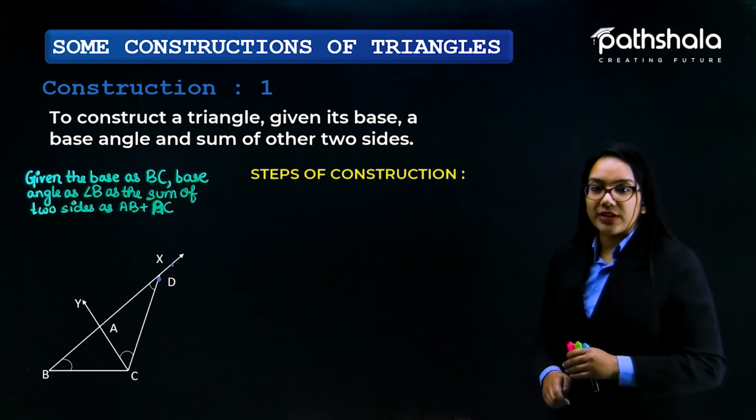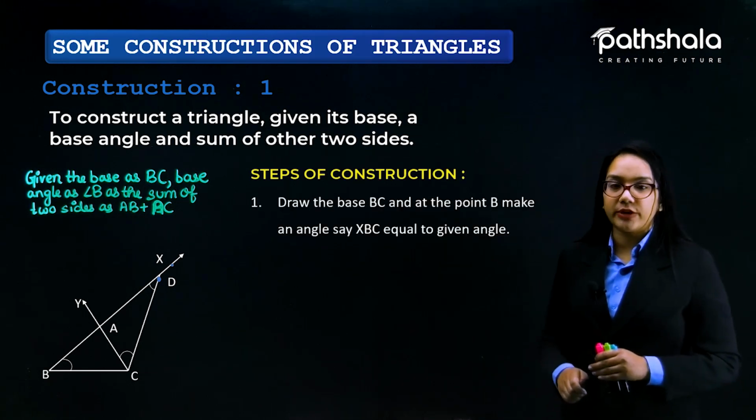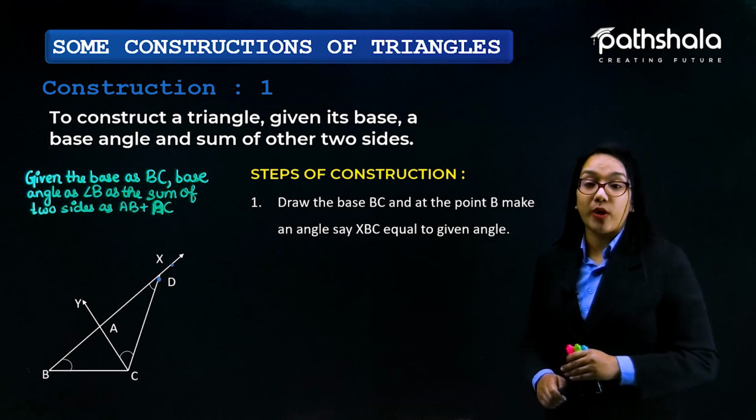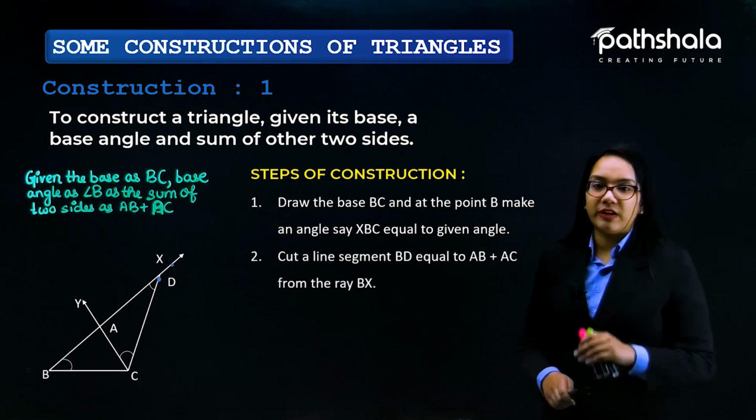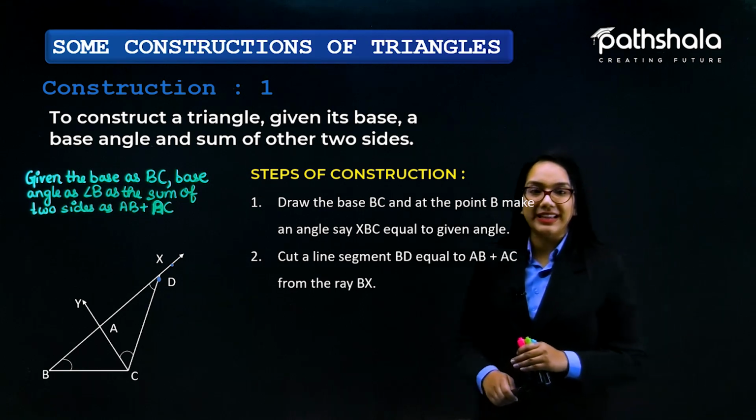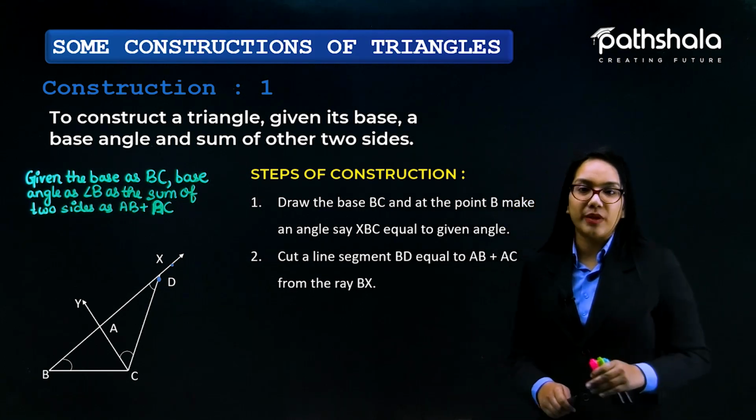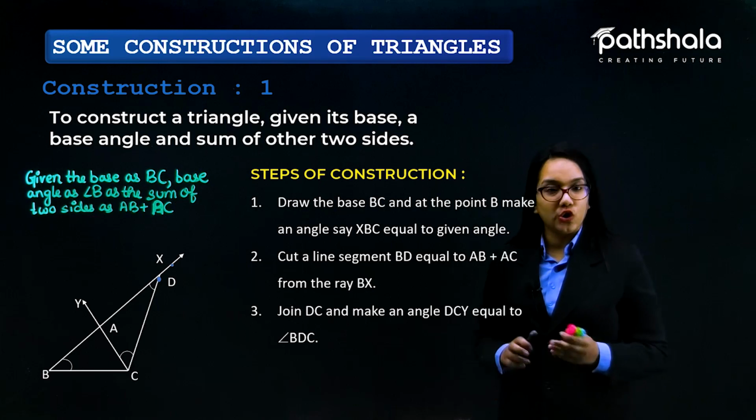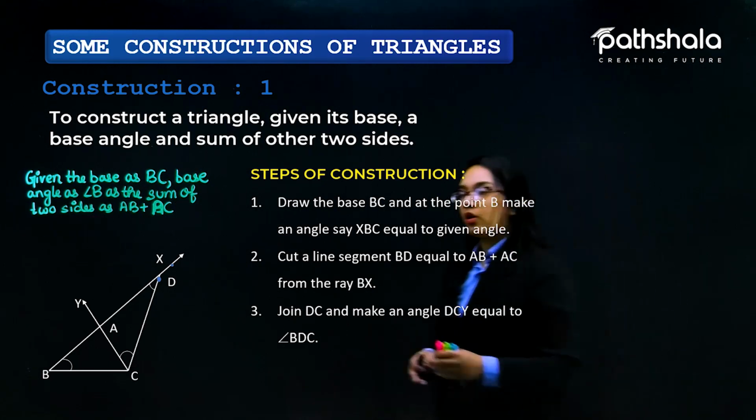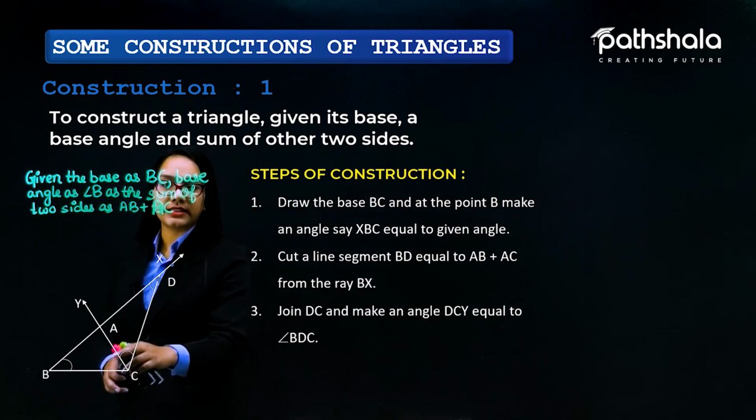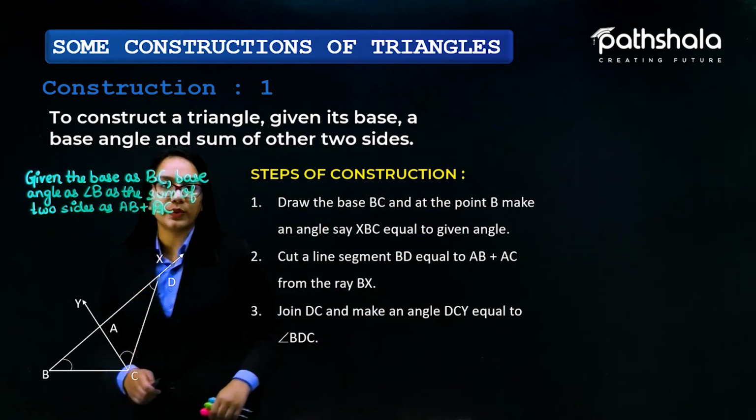The steps of construction are like this. First, draw the base BC and at the point B, make an angle XBC equal to the given angle. Cut the line segment BD equal to AB plus AC from the ray BX. Further, join DC, make an angle DCY equal to angle BDC. So according to the construction, both of these angles are equal to each other.